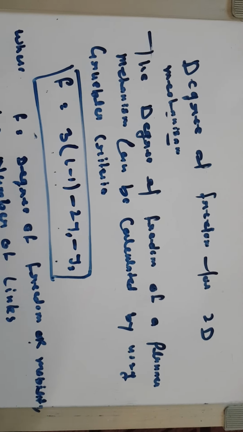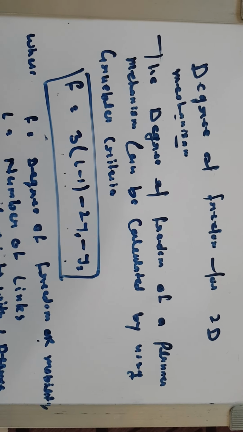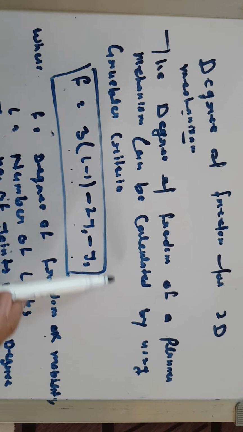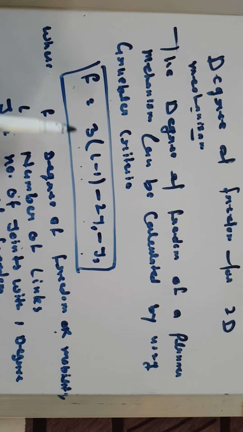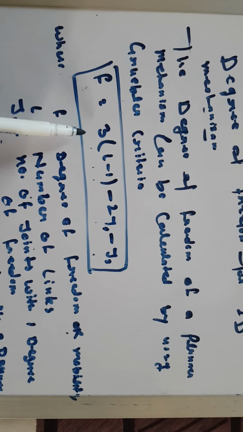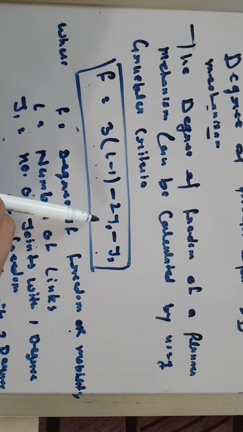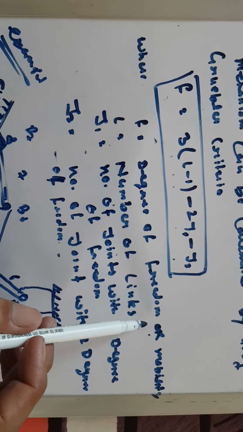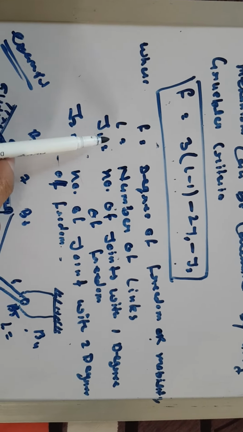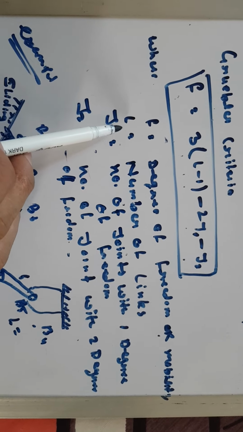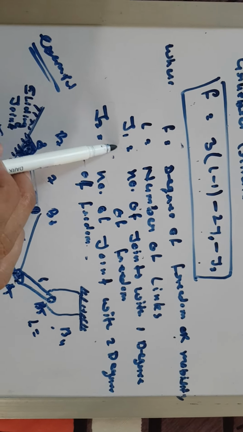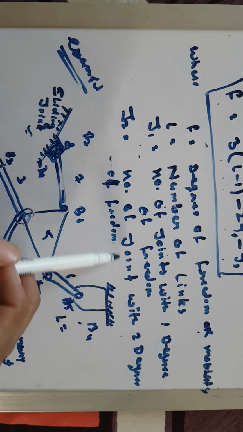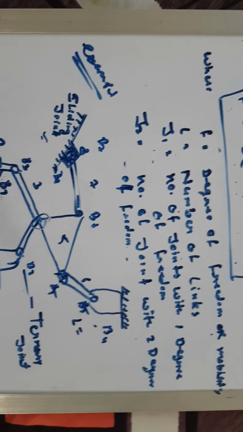Today I am going to talk about the topic of how to calculate the degree of freedom for a planar mechanism. The degree of freedom for a planar mechanism can be calculated using the Grubler criterion, which is F = 3(L - 1) - 2J1 - J2, where F stands for the degree of freedom or mobility we are calculating, L is the number of links, J1 is the number of joints with 1 degree of freedom, and J2 is the number of joints with 2 degrees of freedom. Let us take an example.